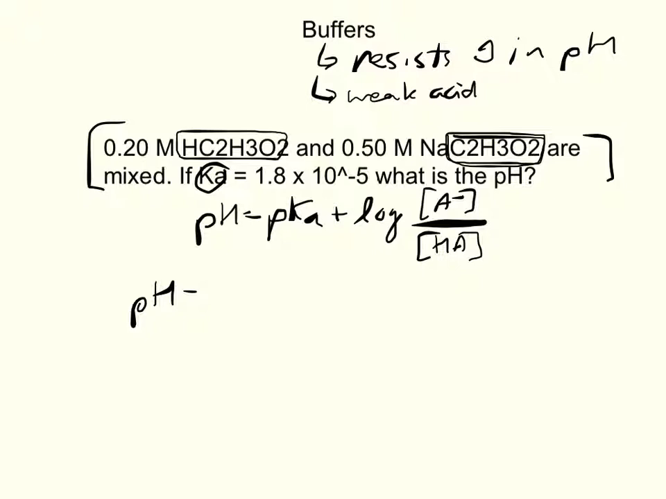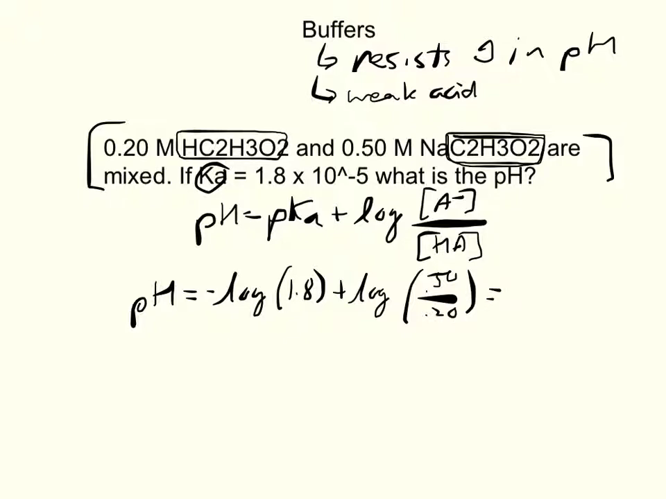If I go ahead and plug those values in, I'm going to get pH equals negative log of 1.8 plus log of A minus 0.50 over 0.20. If I do the math and figure it out, I'm going to get a pH equal to 5.1. Super simple. The way I recognize this buffer is I had to have a weak acid present and its conjugate base present. That should indicate buffer, Henderson-Hasselbalch, to determine the pH.